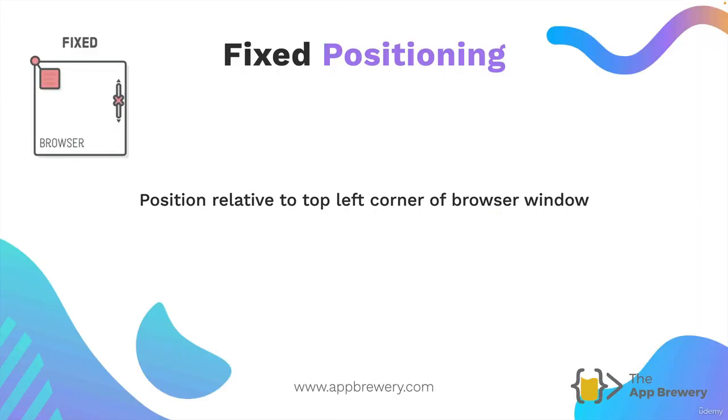Now, the final type of positioning I want to talk about today is fixed positioning. And this is a position that is going to be relative to the top left corner of the browser window. Remember how absolute position defaults to the top left of the web page, but in this case, when it's fixed, it's going to be defaulted to the browser. And what that means is that even if you scroll up and down on the web page, it's still going to be located in the same location relative to the browser.